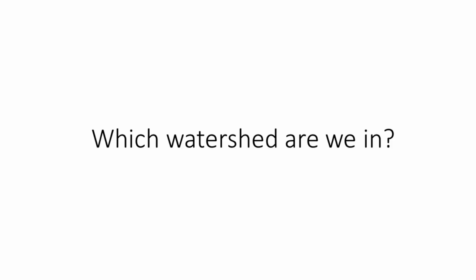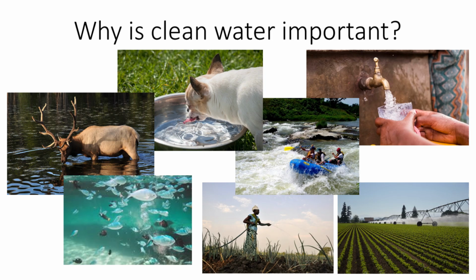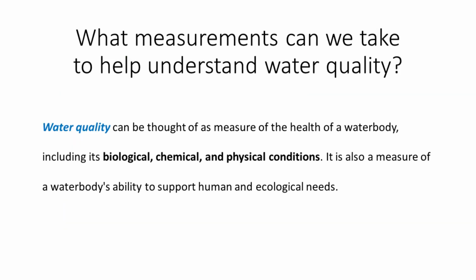We can ask which watershed students are in. Often if they can name nearby creeks and rivers, they'll hit on the name of the watershed. And this is useful because it's good to ground this knowledge in something local and relatable. So if they can talk about their watershed, they can start to think about water in their communities. We want to ask why clean water is important to a watershed. A lot of these images will start to sort of suggest concepts for students about why we need clean water. And then the final question for now is, what measurements can we take to help understand water quality?